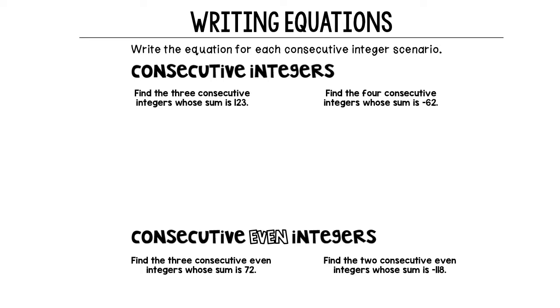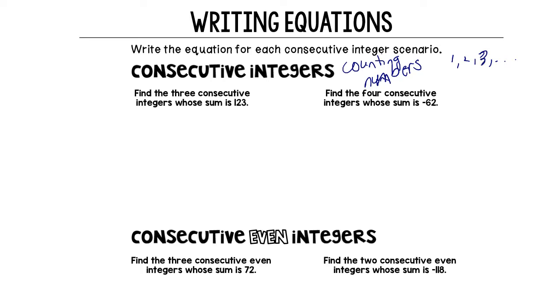If we're going to write about consecutive integers, we first need to know what consecutive integers are. Consecutive integers are like counting numbers. So 1, 2, 3, etc. are counting numbers.